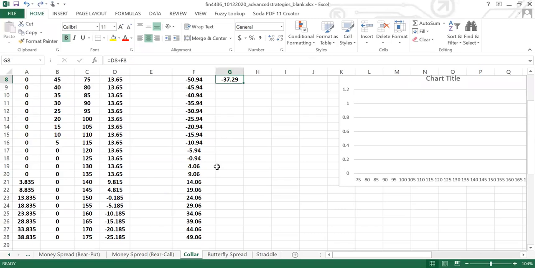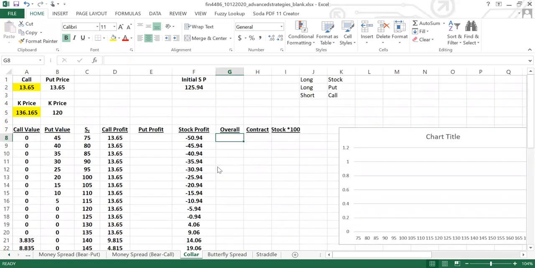But now in a collar, basically, we have the stock, we have a put, and then we have a call option too. And the put, we are long in that put, so basically we're buying that put.